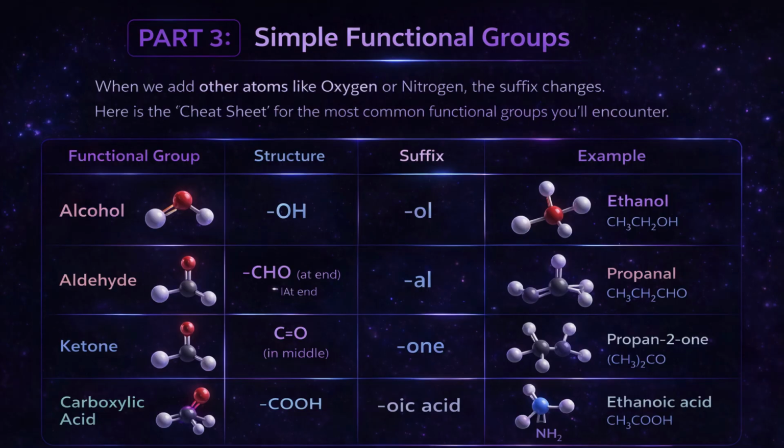Next, we have aldehydes. These feature a carbon double bonded to an oxygen, but specifically at the end of a chain. Because they are at the edge, we use the suffix -al. For a 3-carbon chain where this happens, we call it propanal.